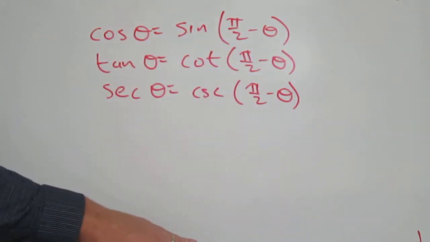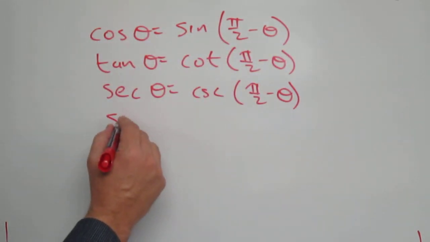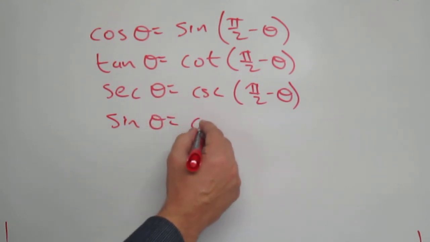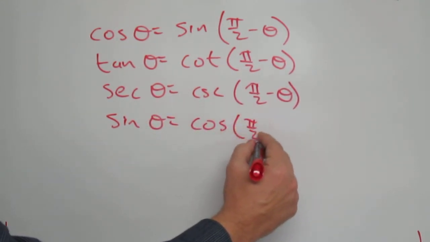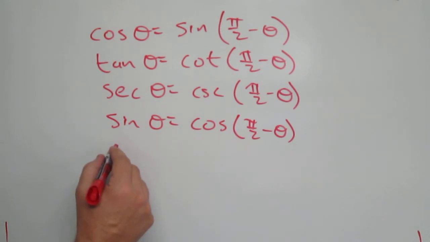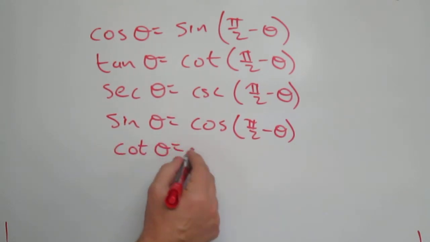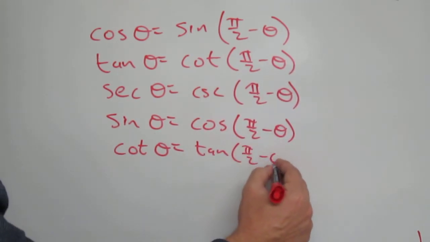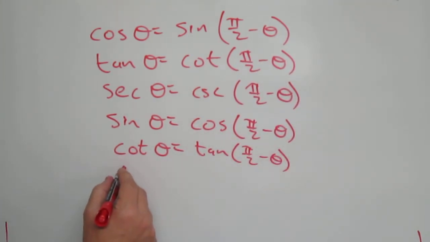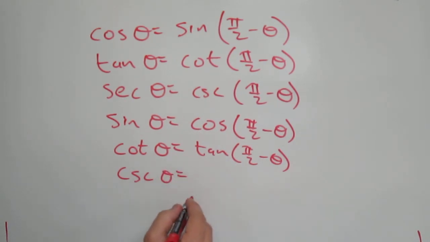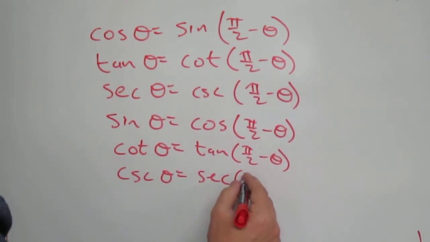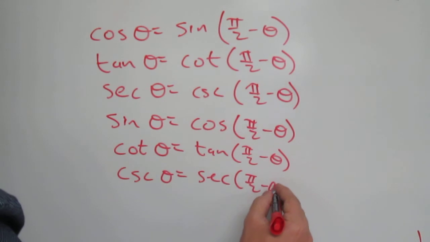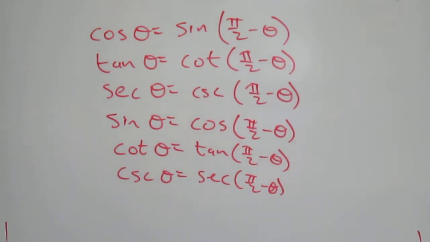I could write these in the other way also. I could say the sine of theta is equal to the cosine of pi over 2 minus theta. I could say the cotangent of theta is equal to the tangent of pi over 2 minus theta. And I could say the cosecant of theta is equal to the secant of pi over 2 minus theta. Remember, pi over 2 in radians is the same as 90 degrees.